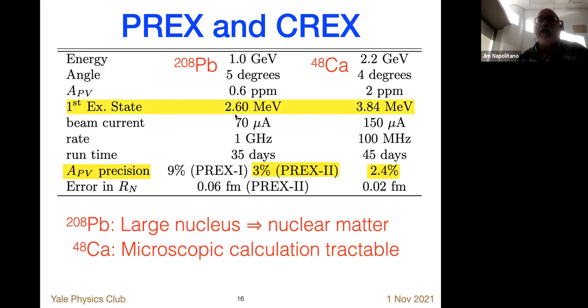I also want to point out that in these nuclei, they have excited states. We don't want to scatter from those excited states. We only want to know the elastic scattering, and we're doing this with 1 or 2 GeV electron beams. So we have to do this with pretty good resolution to make sure we're only looking at elastic scattering.